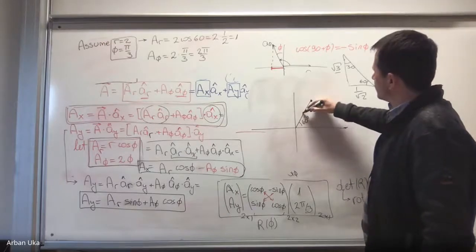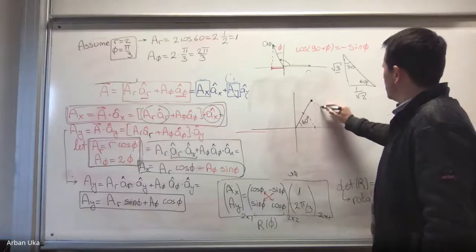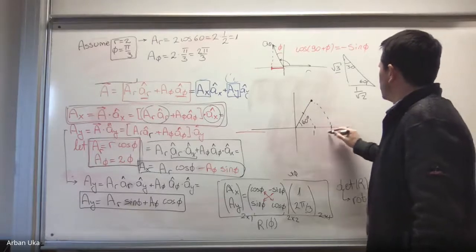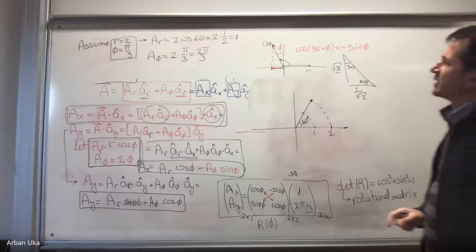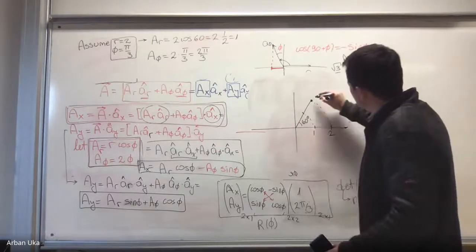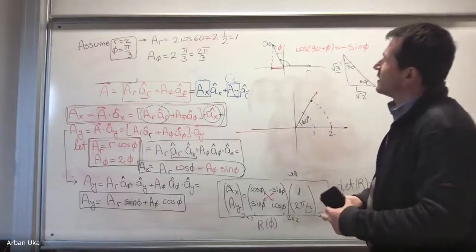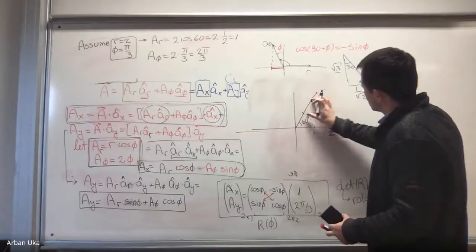Radius is equal to 2, so I have 2 units. This would be 1, this would be 2, 1 and 2. And then we look along the a_r, right here. This is the direction of a_r. We have a projection of unit 1. Okay, so this is 1.